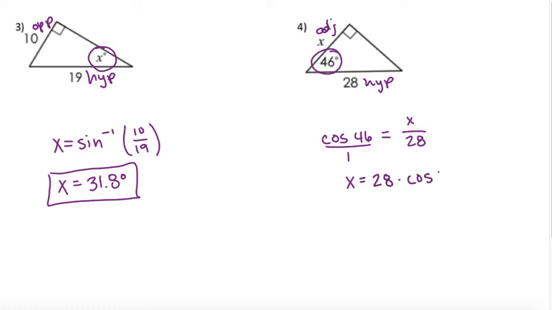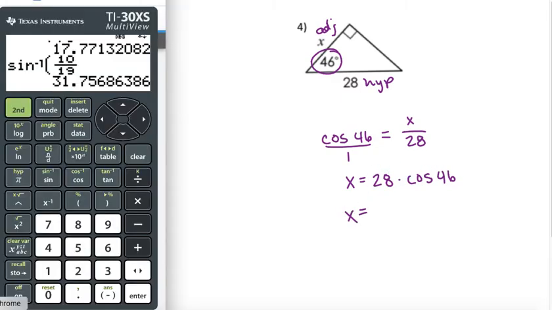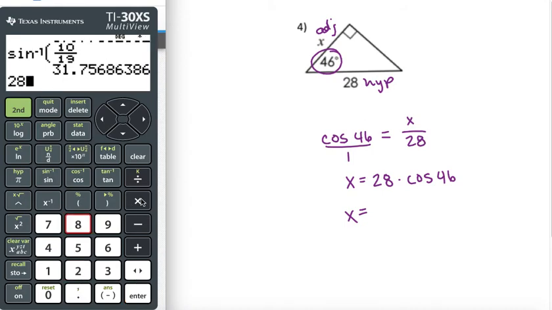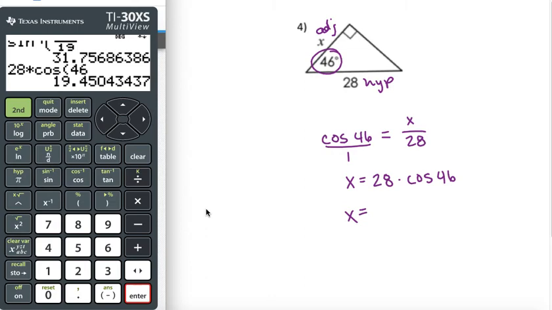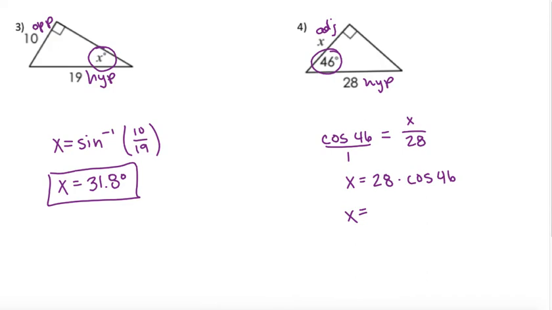28 cosine of 46, and it's by itself, so I can go to my calculator. And so now I would type in 28 times cosine of 46. And now that side length I was missing is 19.5 when I round to the nearest tenth. And I don't know the units. Maybe it's miles, maybe it's inches. But on side lengths, I don't know. On angles, I know it's a degree.